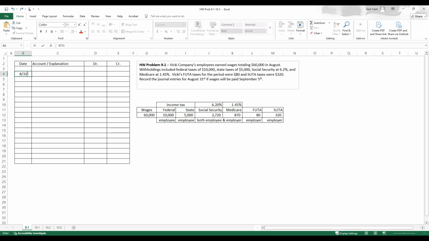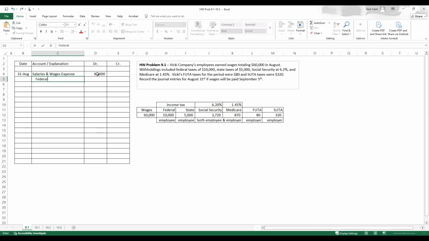Okay, so let's start with the employee journal entry here. We've got salaries and wages expense. And that's going to be the amount of the wages, and it's a debit, just like any other expense. This is the actual amount that we paid the employees.